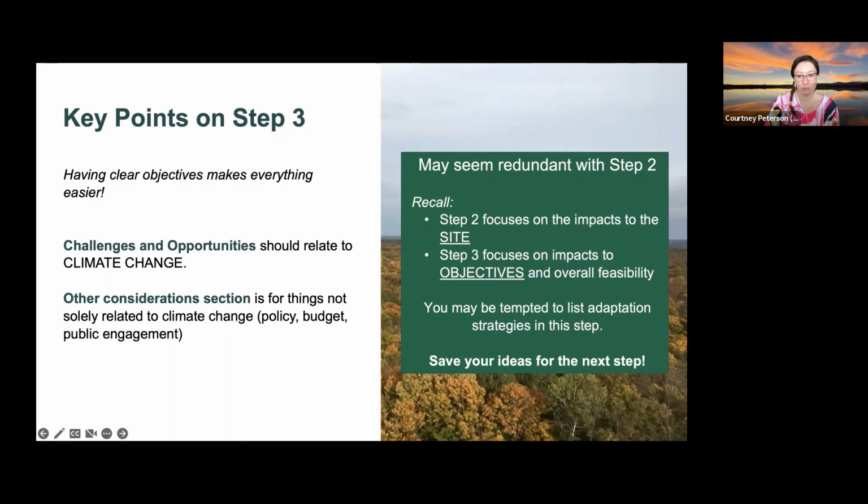So this is where we're really still documenting what are those climate challenges and climate opportunities, but then wait until step 4 to really think about some of those different adaptation actions that can help you address some of those challenges. With that, I'm going to pause and stop sharing and hand it off to Luke, who's going to provide an example.